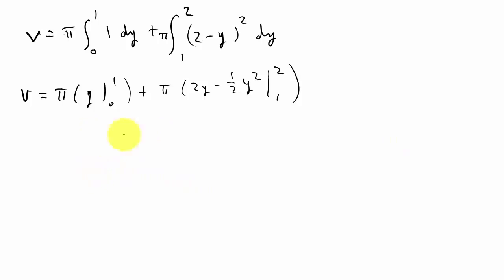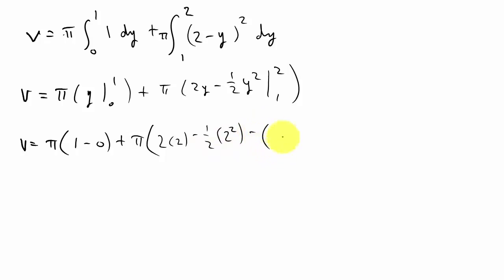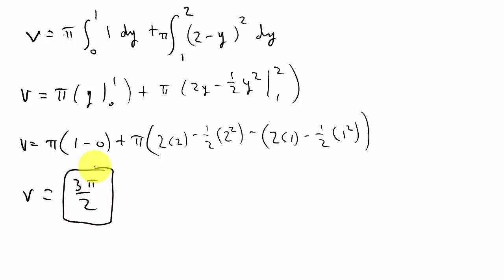Alright, so now let's plug everything in. So that's going to be V equals pi times 1 minus 0, when I evaluate this, plus pi times 2 times 2 minus 1/2 times 2 squared, minus, and then I plug the 1 in, 2 times 1 minus 1/2 times 1 squared. And when I evaluate all that, that is going to give me 3 pi over 2. And there's my answer.